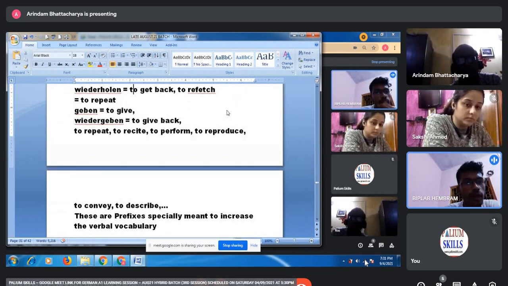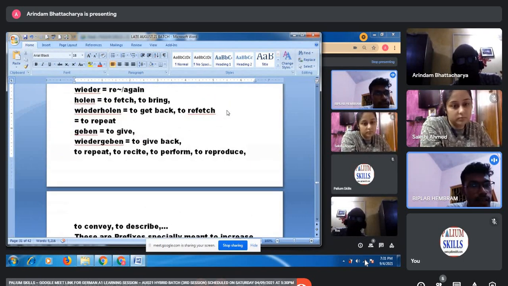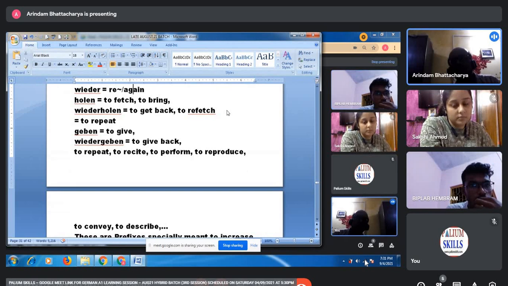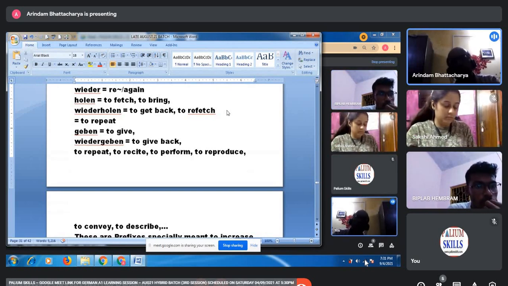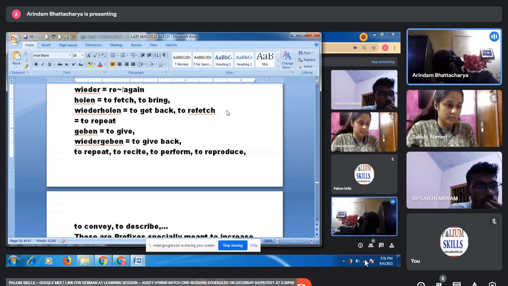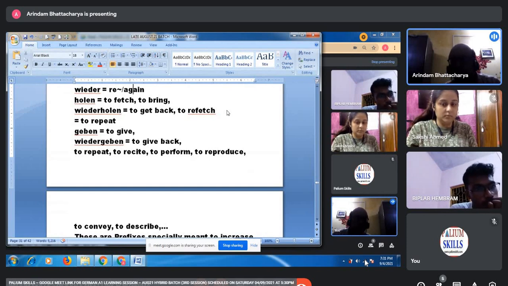Scroll up, sir. Yeah, that one. Wiedergeben is the same word but with different meanings: to give back, to repeat, to recite, to perform, to reproduce. Wieder means re-give. Re-give means to repeat. I'm giving you for the second time, so I'm repeating. To recite, that is somebody has written a poem.